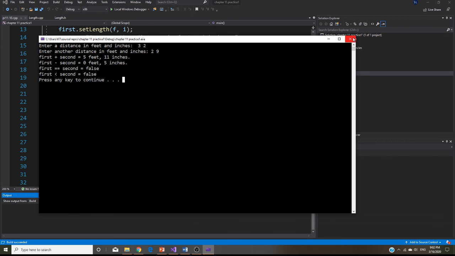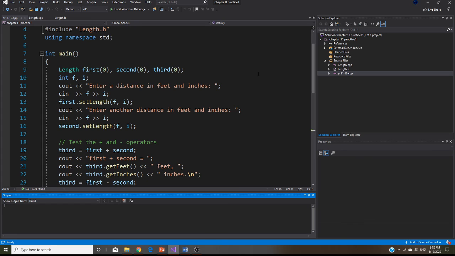Now, overloading is needed because we have more than one thing. We cannot use the standard plus, minus, or greater than, equal-equal. That's why we have to redefine them. Overload means redefine your standard operator, making your operator a more complicated function. I hope you enjoy this video.